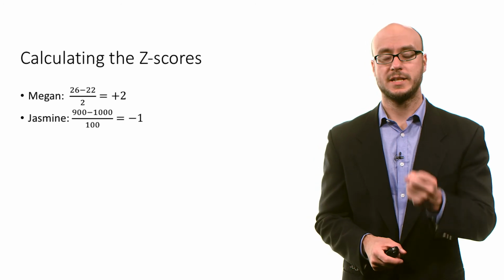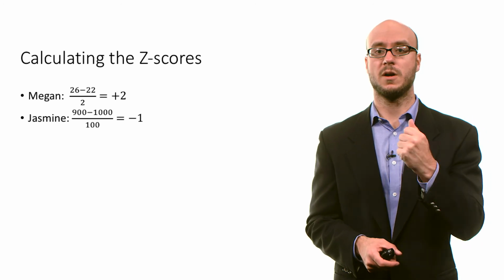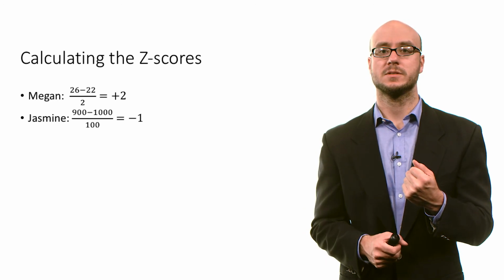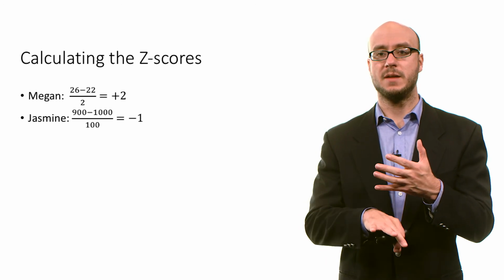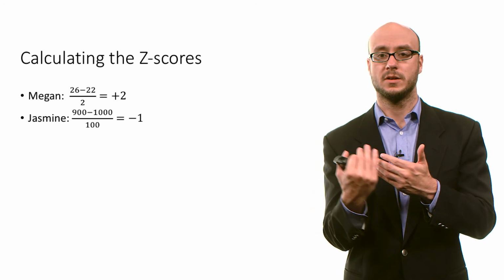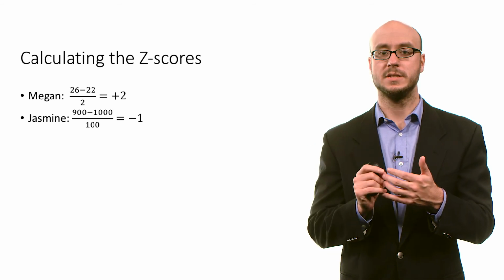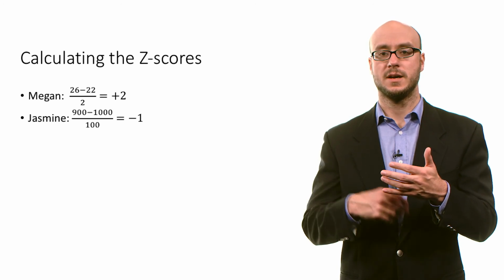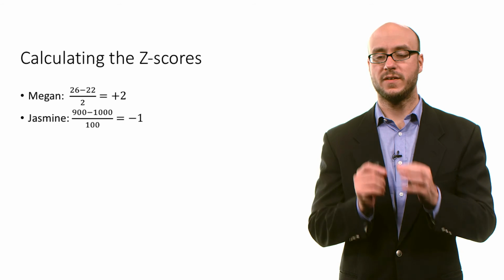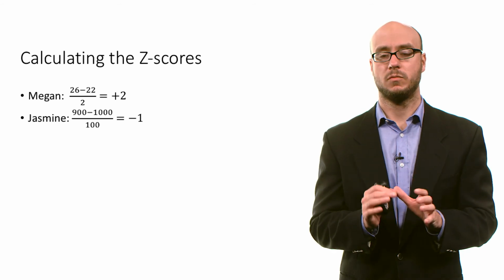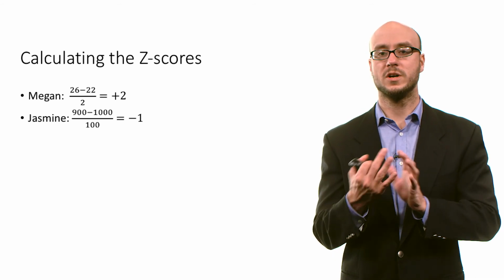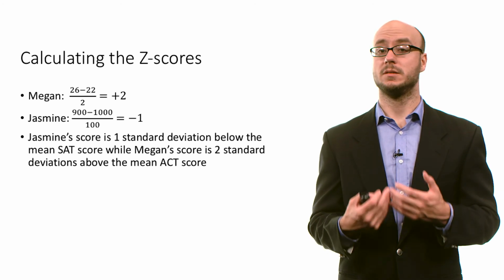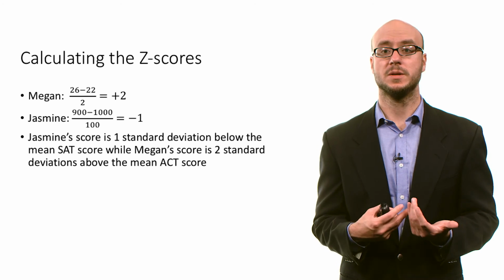If we look at Jasmine, we take her raw SAT score, her raw x value of 900, subtract out the mean for SAT scores, which is 1,000, and then divide by the standard deviation. All we're doing is changing the mean, so the mean now is 0, and then rescaling the values of SAT scores by dividing by the standard deviation. Then we find that she has a value of -1. This tells us that she scored 1 standard deviation below the mean. What this tells us is that Megan did relatively better than Jasmine.